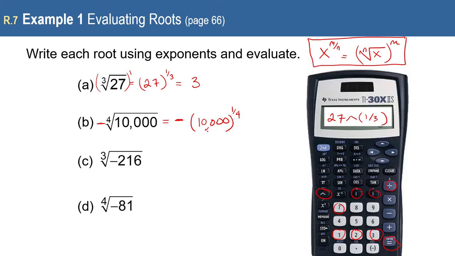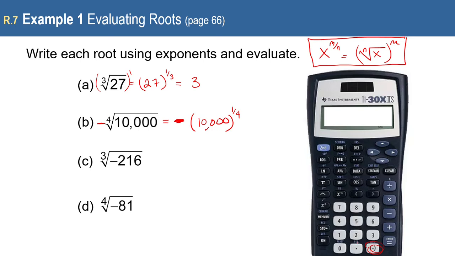Now we could put 10,000 raised to the 1/4 power on our calculators. To do this question on the calculator, you want to put the negative symbol first. So I'm going to use this negative symbol here. Don't use the subtraction symbol. You'll get a syntax error from that.